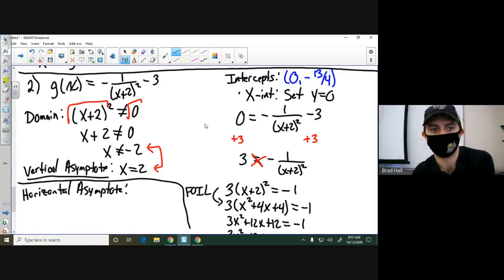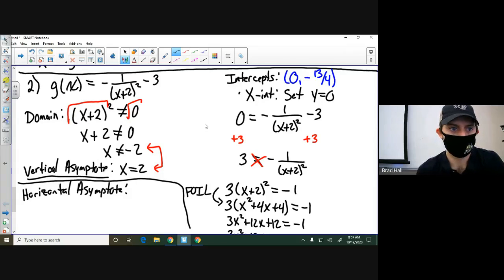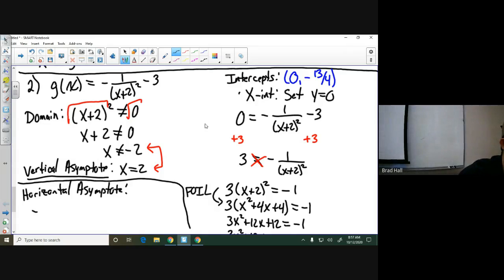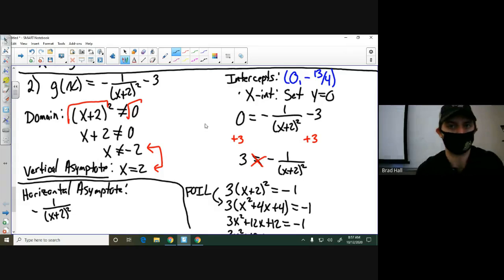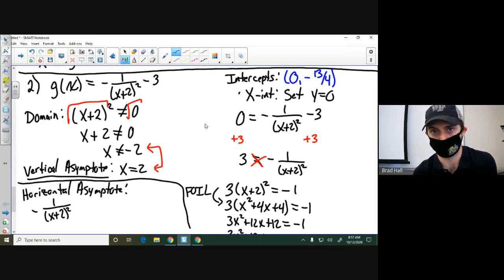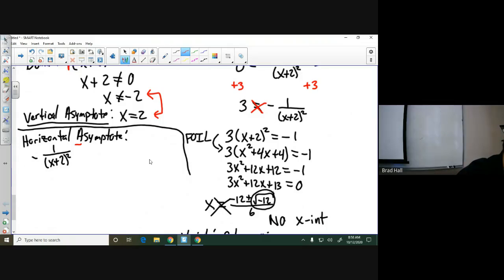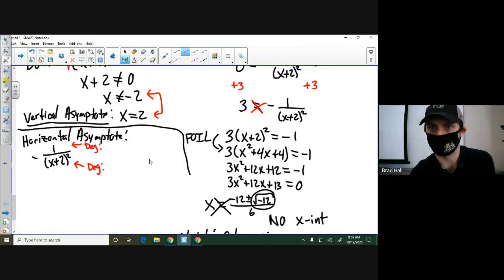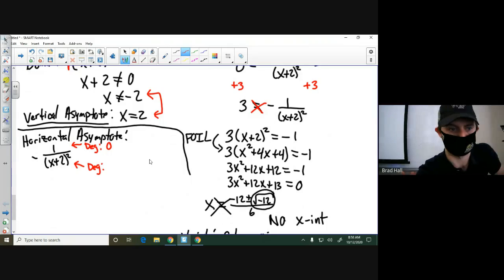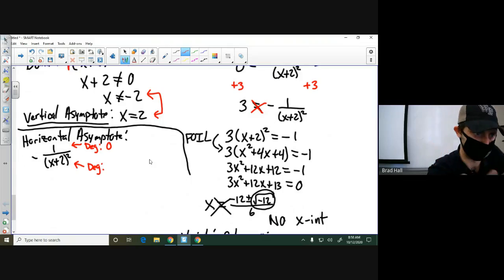So the horizontal requires a rational function. We do have a rational function aspect. This is the rational function. The minus 3 we're going to ignore for now because it is not part of the rational function. So for the rational function part, we need to figure out the degree of the numerator and the denominator. The degree of the numerator is 0 because there's no x, and the degree of the denominator is 2.